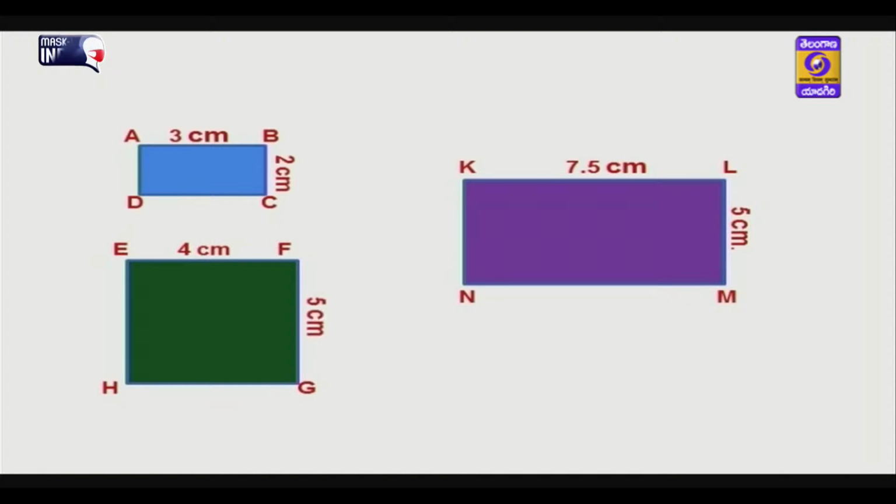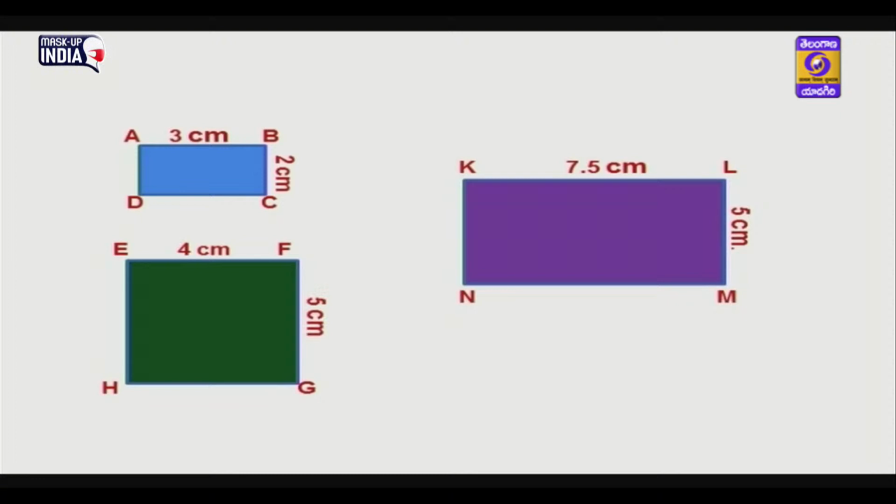Now, observe the rectangles on the screen, children. You have three rectangles. You have rectangle ABCD, where the length of rectangle ABCD is 3 centimeters, AB is 3 centimeters and BC is 2 centimeters. You have the bigger rectangle, length of it is 7.5 centimeters and the breadth LM is 5 centimeters. You can observe the third rectangle, EF is 4 centimeters and FG is given as 5 centimeters.